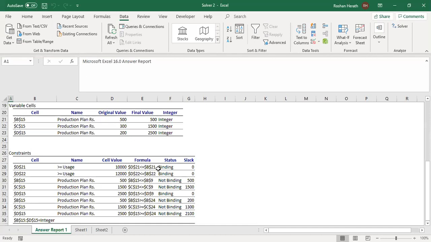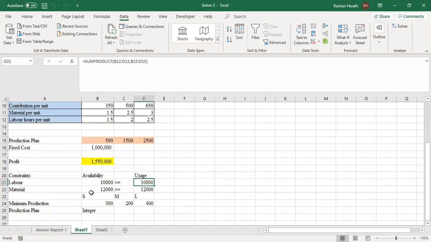It is a kind of constraint that will hinder your profit potential. Because of this particular constraint, you cannot go for a higher profit. So it's a binding variable. Similarly, the material one is also binding. The material availability is 12,000. According to this production plan, you have used everything, right? Therefore, that is also another barrier to maximize your profit, because you have utilized it to the maximum.